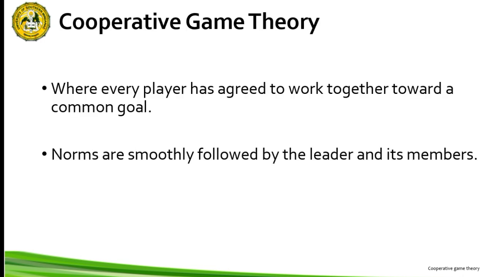For the first, we have to know that cooperative game theory is where every player has agreed to work together toward a common goal. To further understand this, we have to differentiate a non-cooperative game from a cooperative one. A non-cooperative game is where every player is competing for their own success. It's just like in the movie Squid Game, where all of the members are in the same group, but they are competing against one another to reach one goal. A cooperative game is very different in that they have to work together to win together.